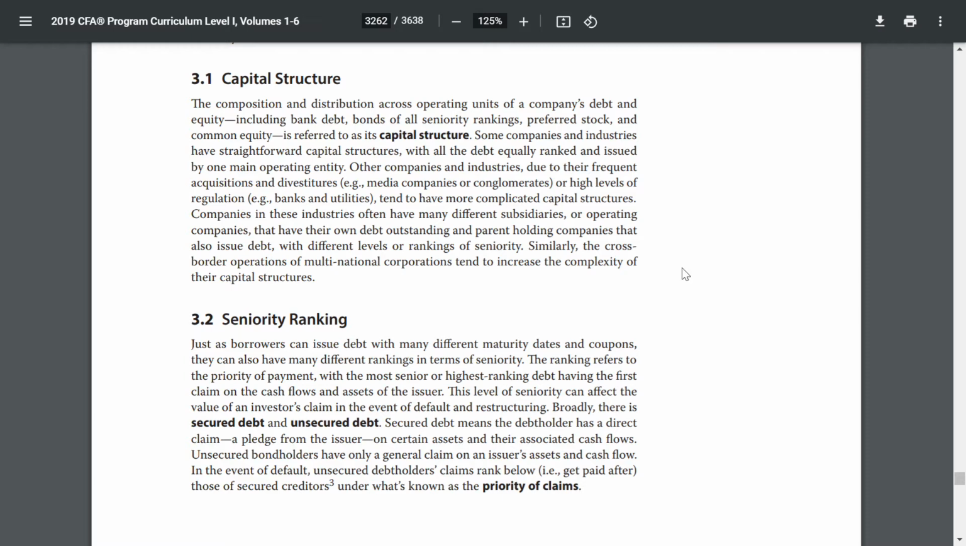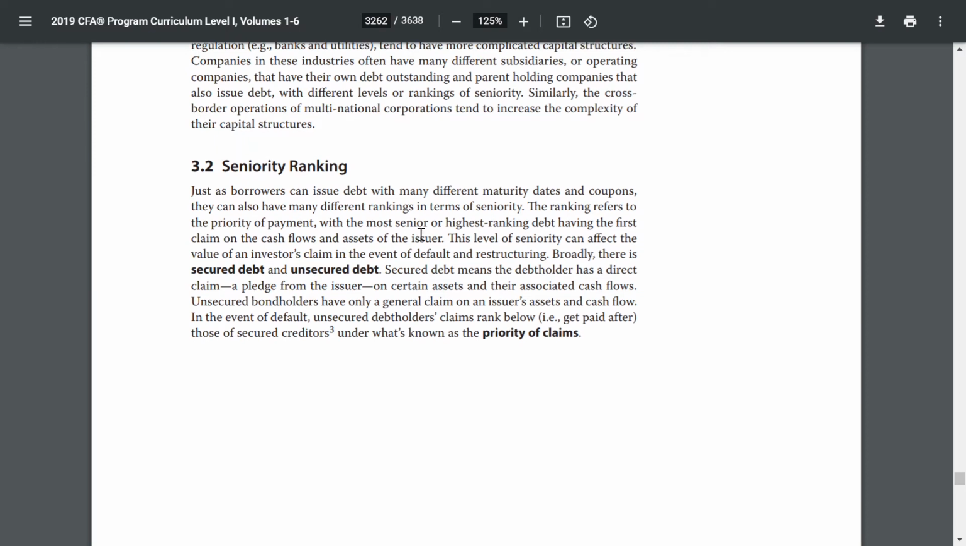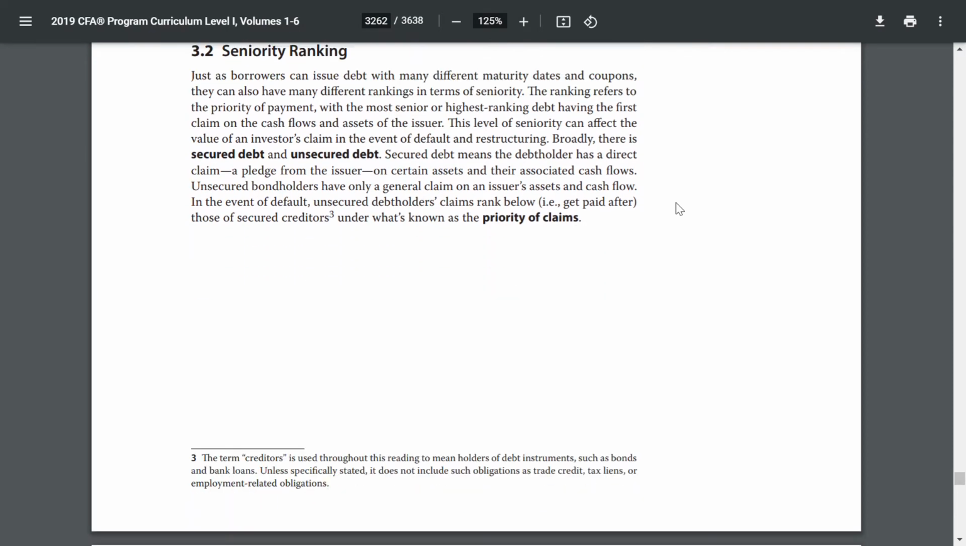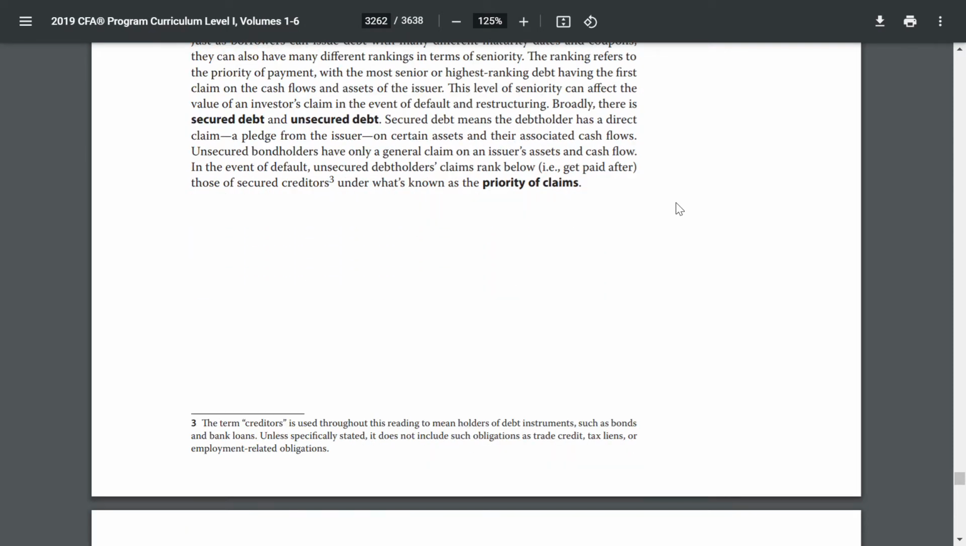Seniority ranking: just as borrowers can issue debt with many different maturity dates and coupons, they can also have many different rankings in terms of seniority. The ranking refers to the priority of payment, with the most senior or highest ranking debt having the first claim on the cash flow and assets of the issuer. This level of seniority can affect the value of the investor's claim in the event of default and restructuring.